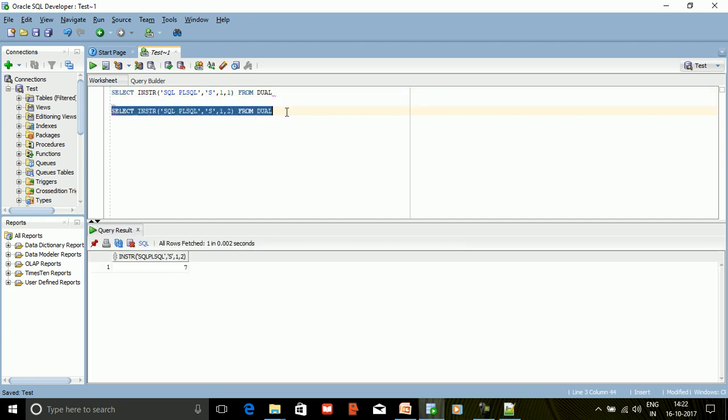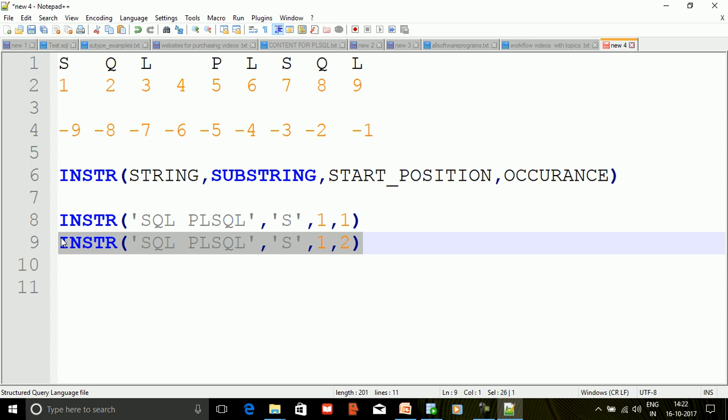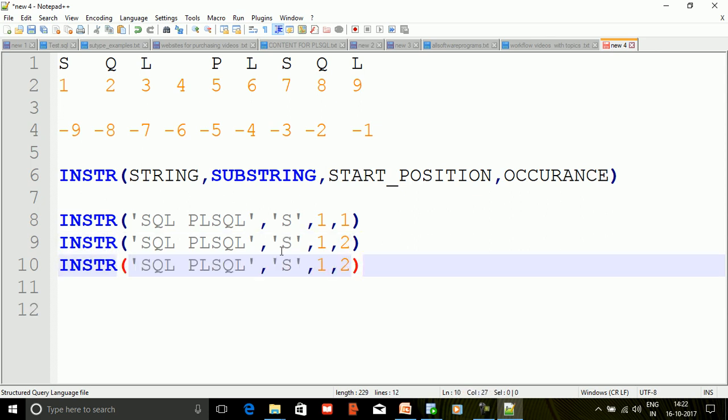Now again, if you want to check the third occurrence of the given string, how can you check? The engine will start from which position? First position. The engine will check up to what? The third occurrence. See here, the engine will start here and it will check for S. Yes, here it is S, first time occurred. Yes, second time occurred. Is there any third time occurrence? No. So it will return 0.